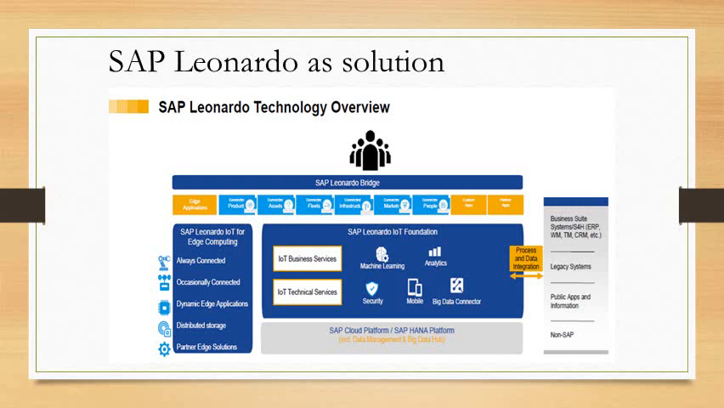This is all about SAP Leonardo, and it is a complete solution which uses the Internet of Things to connect with everything, with the applications, with the SAP HANA Cloud Platform, and provides greater business insight and in-depth analysis of the business processes.